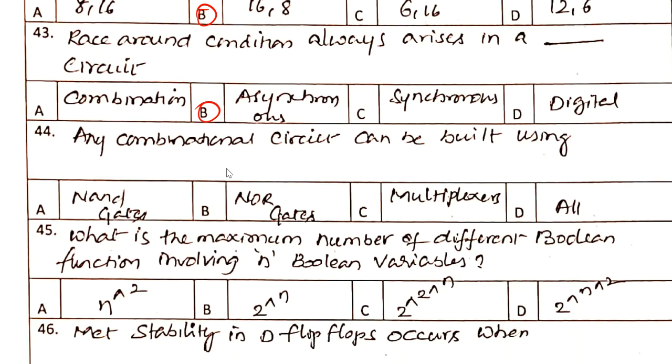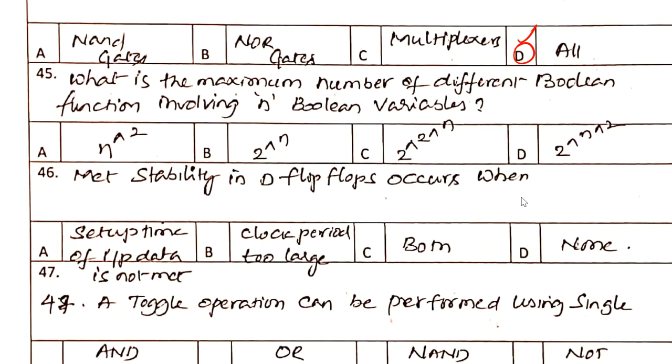Any combinational circuit can be built using NAND gates, NOR gates, multiplexers, all. Okay, so 44th question, D is the right answer. Next one, what is the maximum number of different boolean functions involving n boolean variables? n square, 2 power n, or 2 power n power 2. So the correct answer here, 45th question, is C, 2 power n.